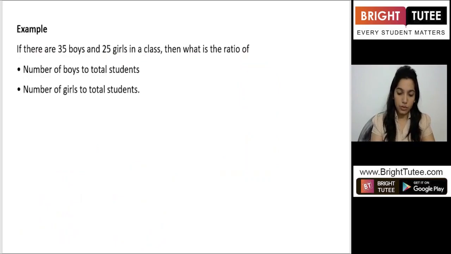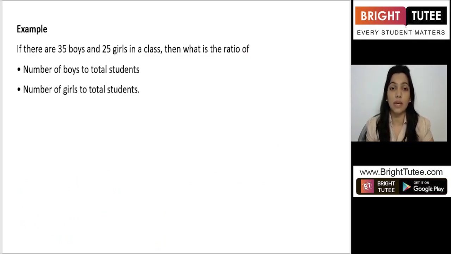Moving ahead to an example to understand this. Let us see how we are going to use these ratios now in these examples. Okay, if there are 35 boys and 25 girls in a class, then what is the ratio of number of boys to the total number of students?